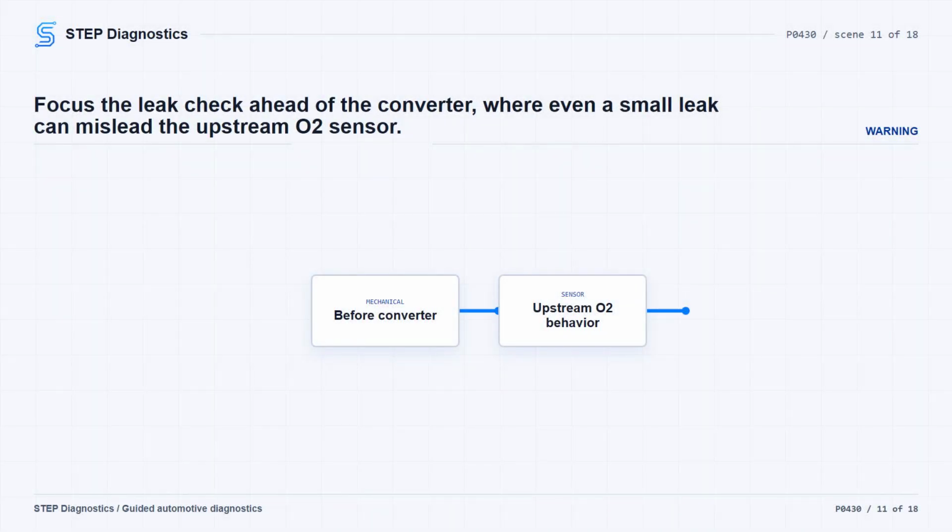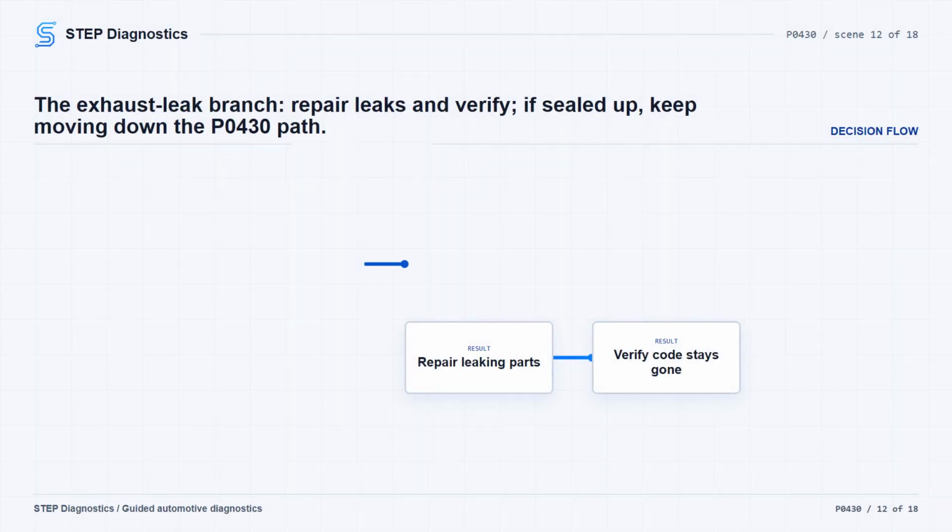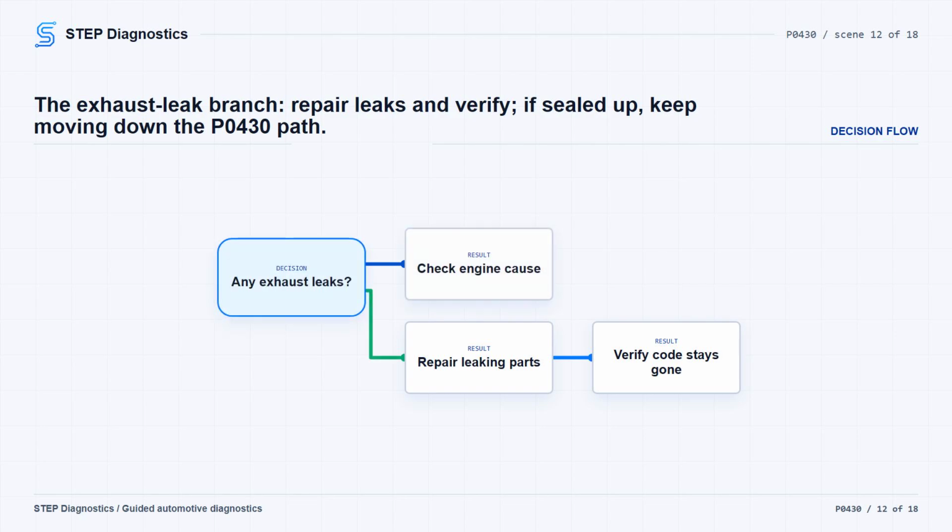Next, check the exhaust system for leaks. Pay close attention to leaks ahead of the catalytic converter because they can skew the upstream O2 sensor behavior and fail the catalyst monitor. Depending on location, even a very small leak can be enough to cause trouble. If leaks are found, repair or replace the leaking exhaust parts as necessary, then verify the repair and confirm the code stays gone. If no exhaust leaks are found, continue.